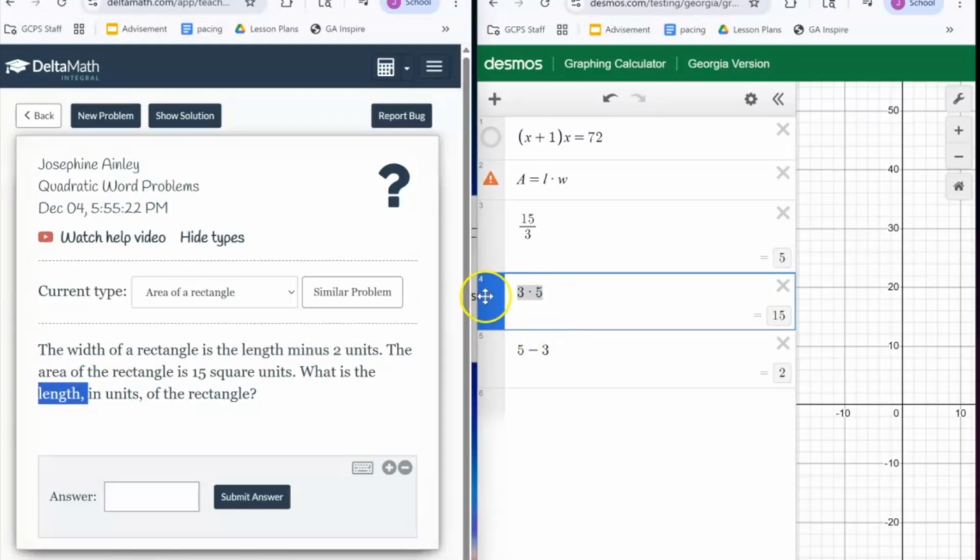So this one is asking for the long one. Out of these two numbers, which one is short, which one is long? 5. So your length is 5.